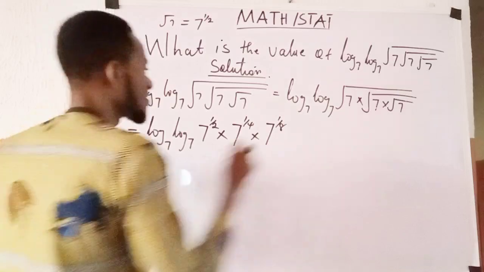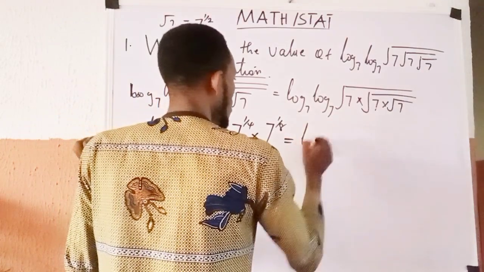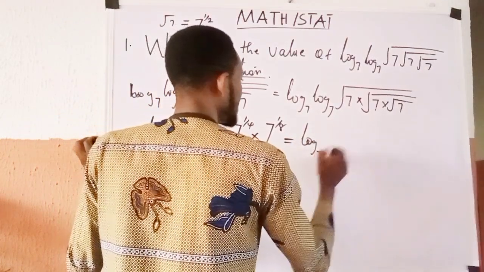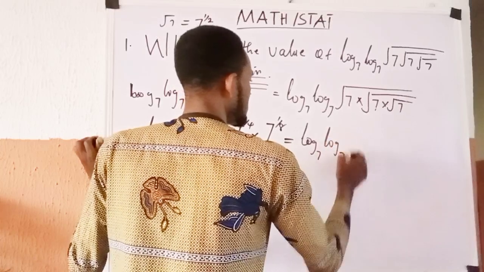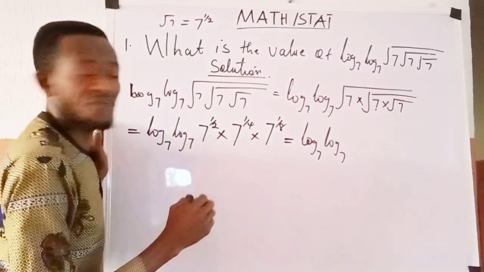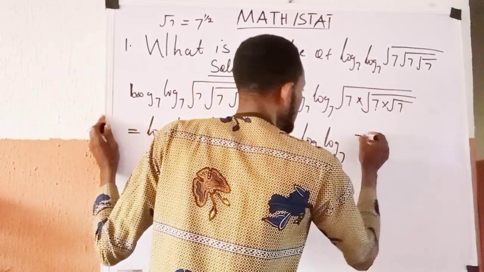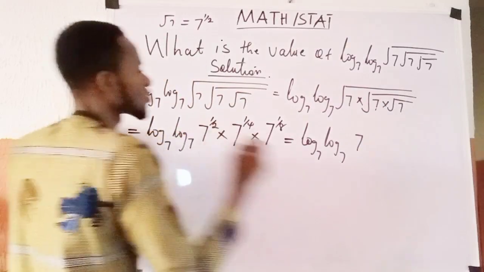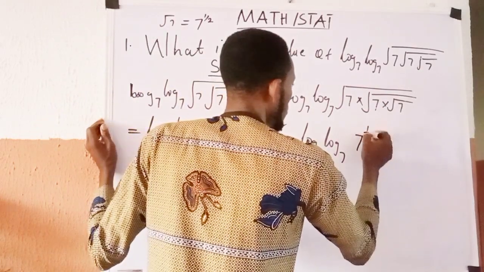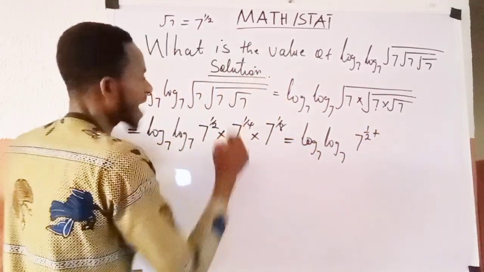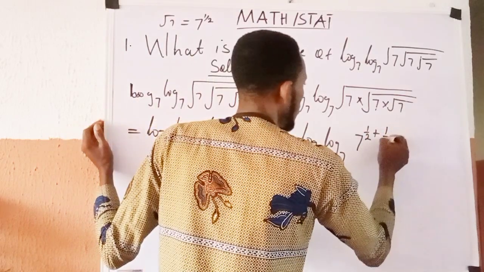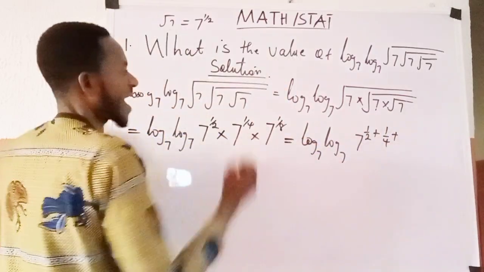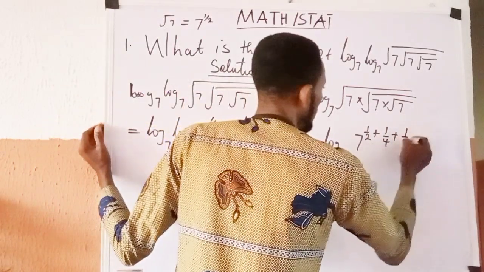So this quantity becomes, this equals log in base 7. I'll pick one of what? Of the 7. So this becomes what? 7. What I have here is 1 over 2. So I have 1 over what? 2 plus. What I have here is 1 over 4. 1 over what? 4 plus. What I have here is 1 over 8. I have 1 over what? 8.